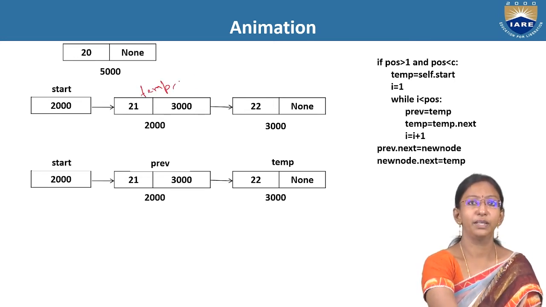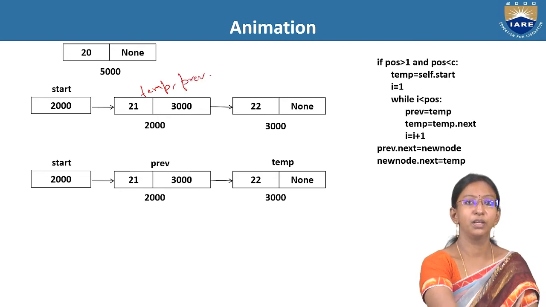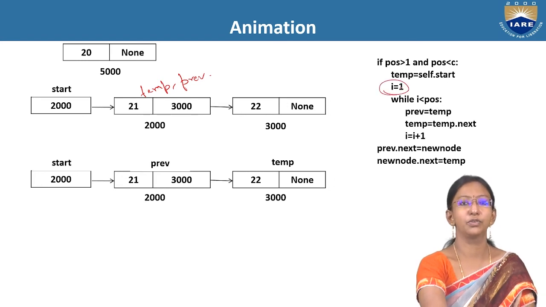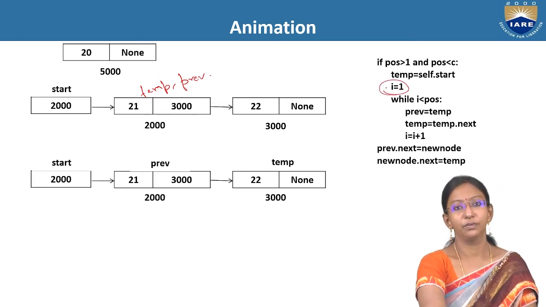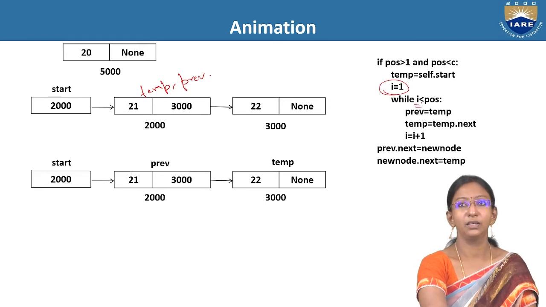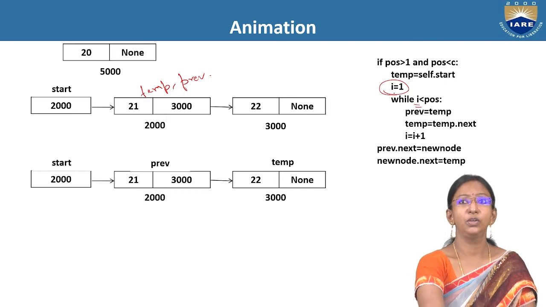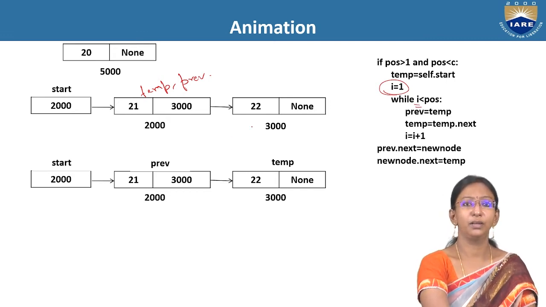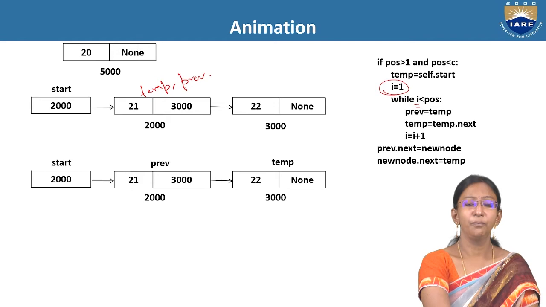So the first node will get the names previous and temporary. Check whether the temporary position is less than the position or not. While I is the temporary variable which is going to hold one, starting with the first node, until you reach the node place where you want to insert the new node, you keep on moving the temporary and previous, such that previous is the name given to the node just behind temporary.